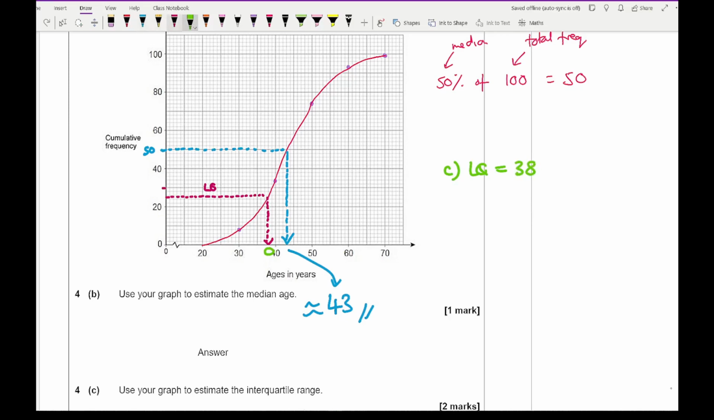Now my upper quartile is going to be at 75. If this is 70, 75 is going to be halfway between there and 80. So this is my upper quartile until it hits the curve, and I make that out to be roughly about 50. So the upper quartile is 50. Again, your values may be completely different. Then the interquartile range is going to be this number, which is 50 for me, take away this number, which is 38 for me, and I work that out to be around about 12. But again, yours might be slightly different, might be higher, might be lower.